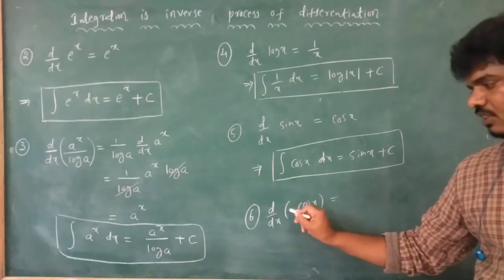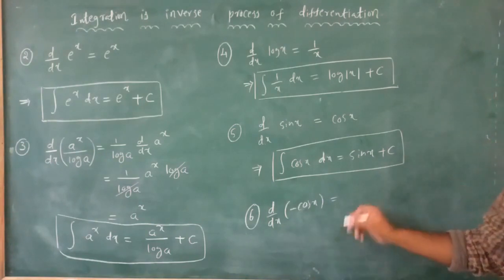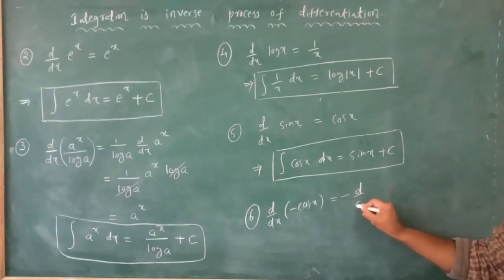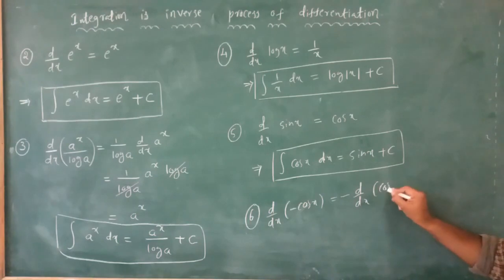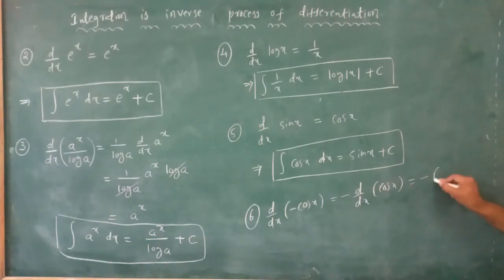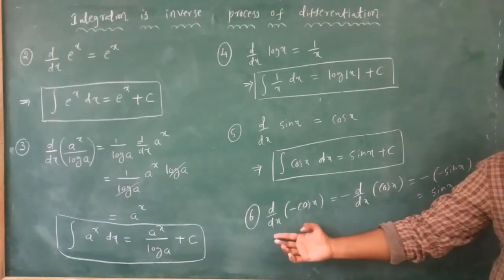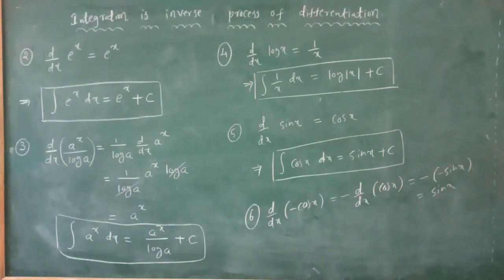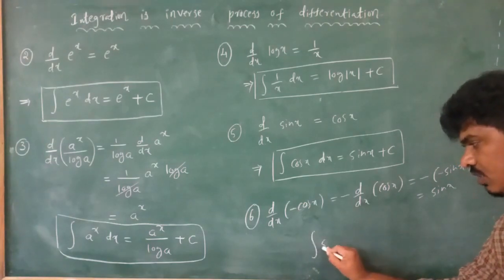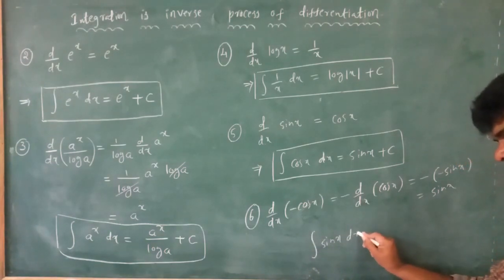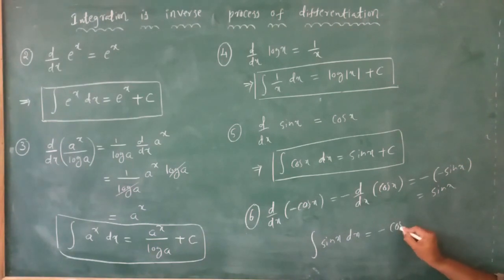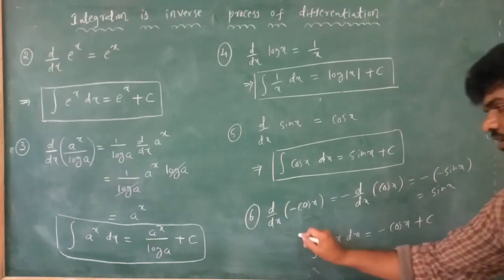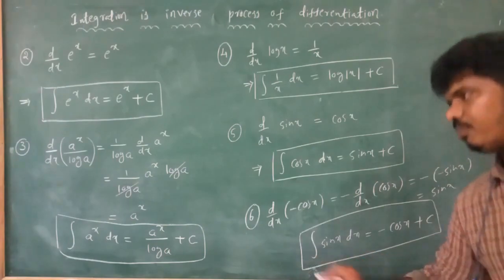Here this minus is a constant, we can take it outside from the dy dx, so minus of dy dx of cos x. The derivative of cos x is minus sin x. So finally you get sin x. Just observe, the derivative of minus cos x with respect to x is sin x. Here the integral of sin x dx is minus cos x plus c. It is the sixth formula.